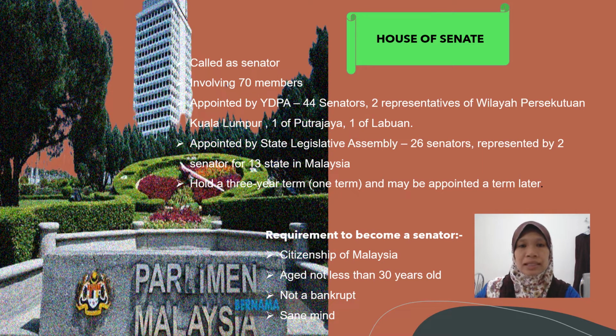Before taking a seat in the Senate, each member must take the prescribed oath before the President of the Senate. The members swear or affirm that they will perform their duties as members to the best of their ability, be faithful and loyal to Malaysia, and preserve, protect and defend the Constitution.